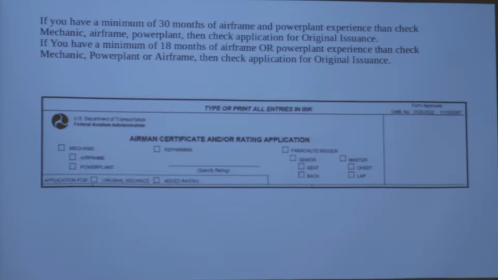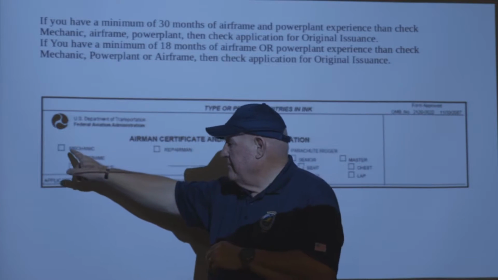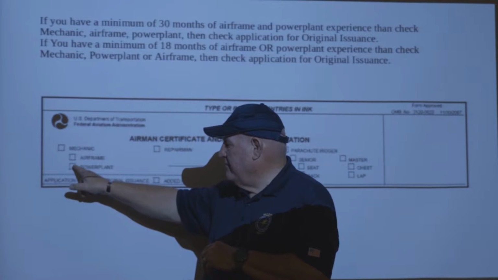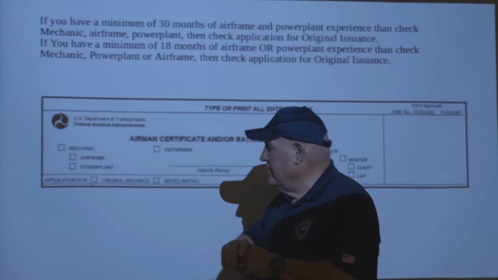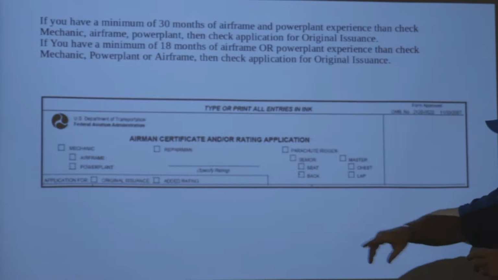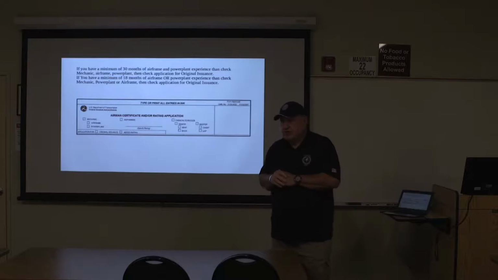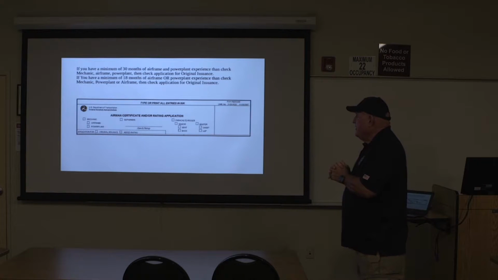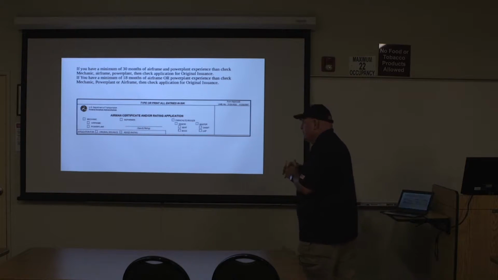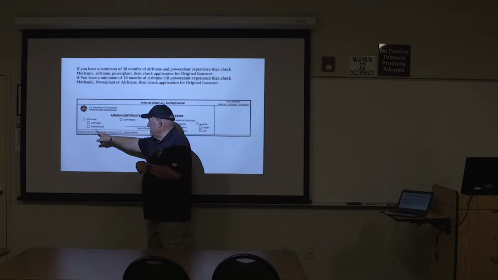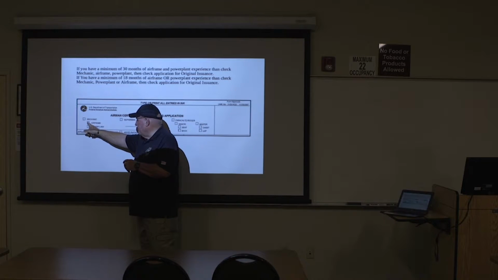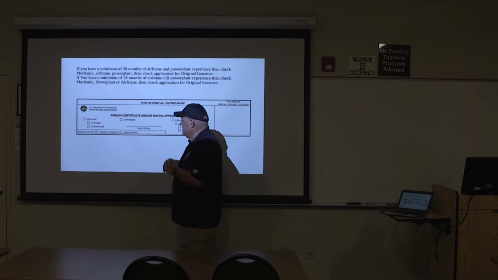If you have a minimum of 30 months airframe and power plant experience, then check mechanic, airframe, power plant, additional or application for original issue. So that's if you have 30 months. If you have 18 months, then what you want to do is check mechanic, either airframe or power plant, and original issuance.